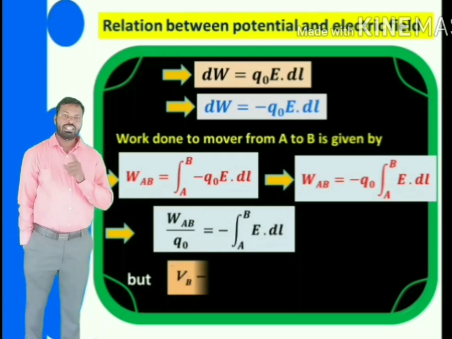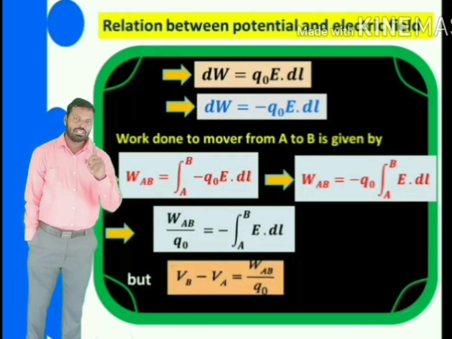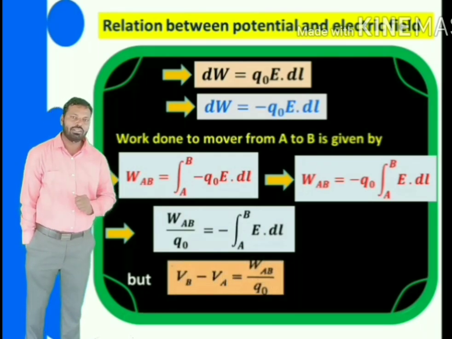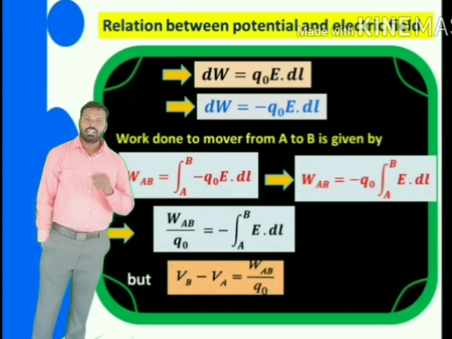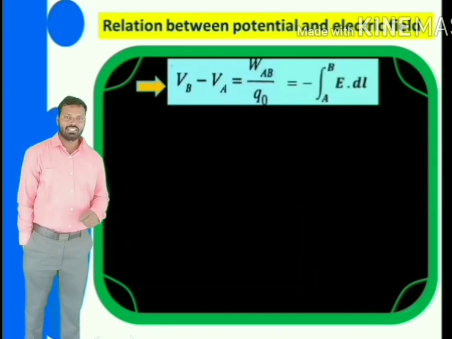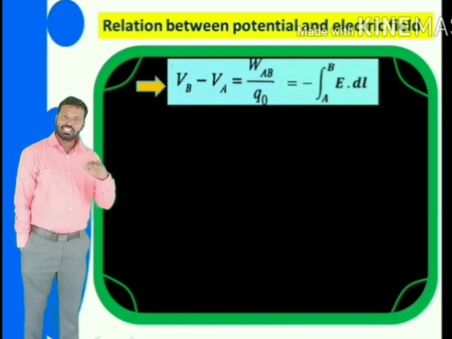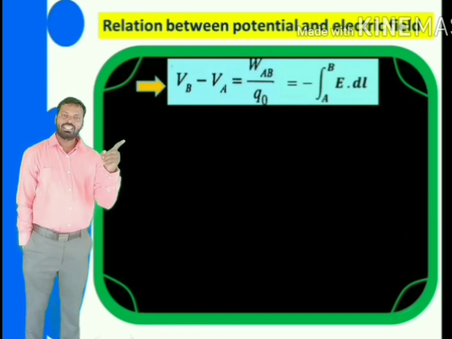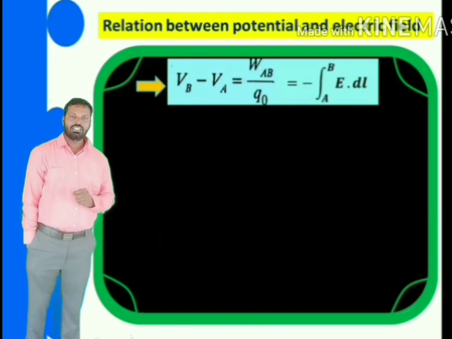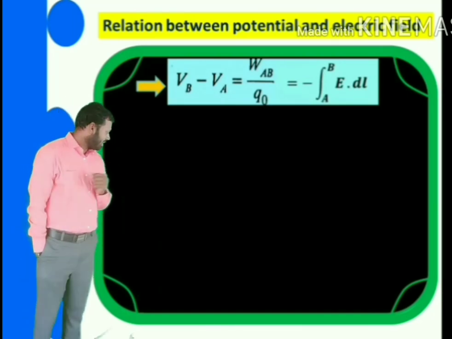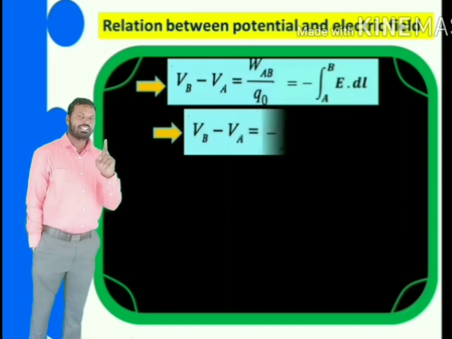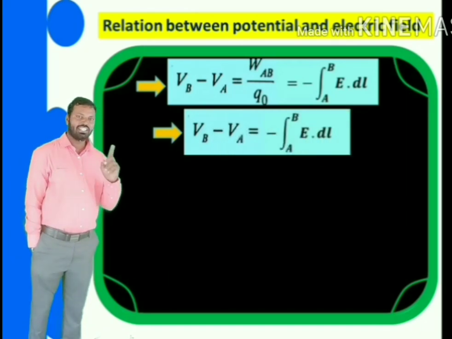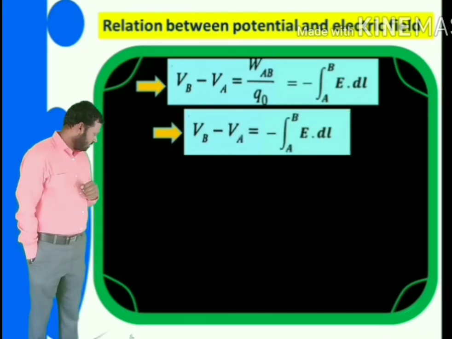But what is potential difference? VB minus VA is equal to WAB by Q0. Now the potential difference VB minus VA is equal to WAB by Q0, that is equal to minus integration A to B of E into dl. That implies VB minus VA is equal to minus integration A to B of E dl.